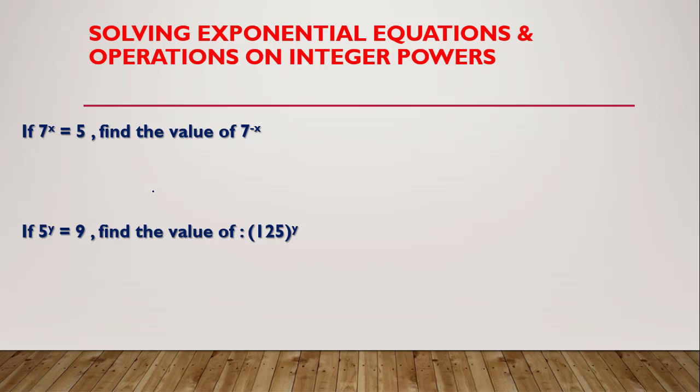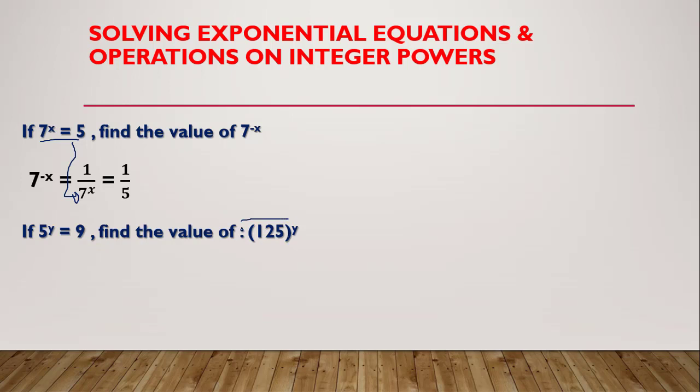If 7 power x equals 5, I want 7 power negative x. 7 power negative x means 1 over 7 power x. And 7 power x equals 5, so I write here 5 instead of 7 power x, so it will be 1 over 5, that's all.